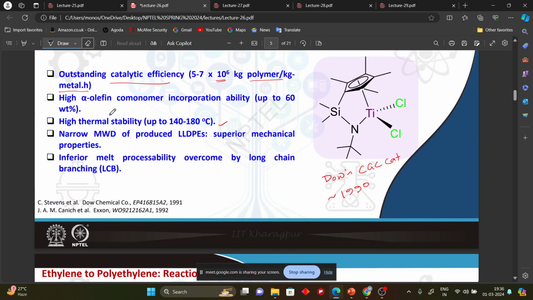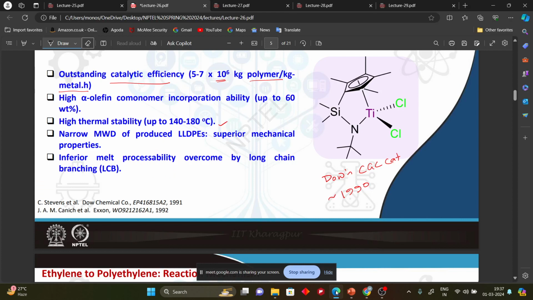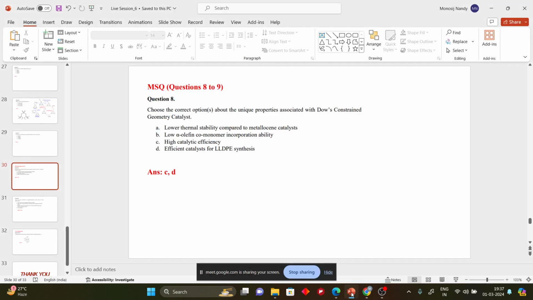So here we have seen that high thermal stability would be there for this kind of thing. So there they are saying it is low thermal stability, so it is not correct. It's not the right option. Again, low alpha-olefin monomer incorporation ability is basically contradicting what we have learned, that there is high alpha-olefin monomer incorporation ability. So it is not right.